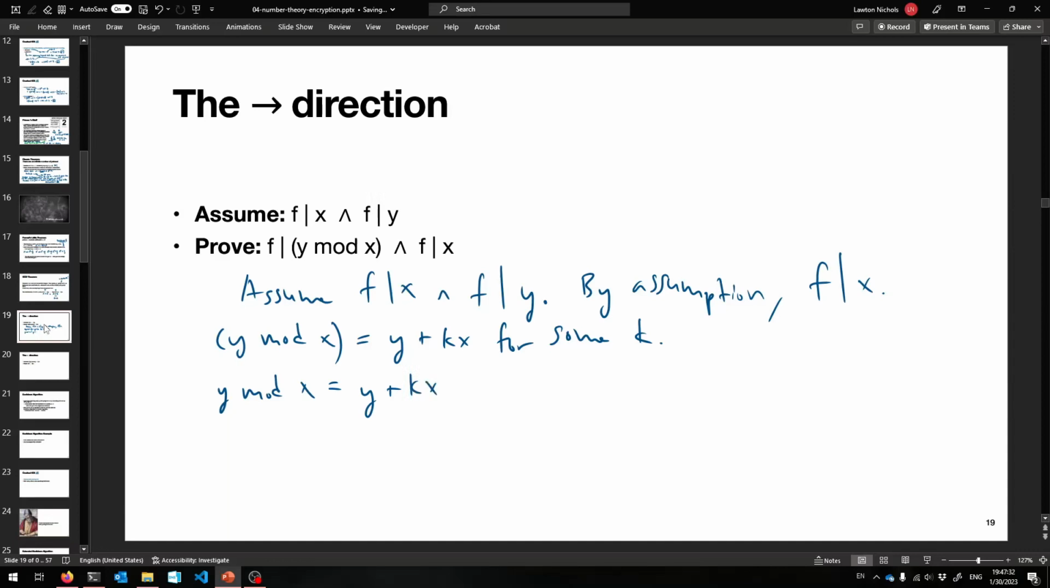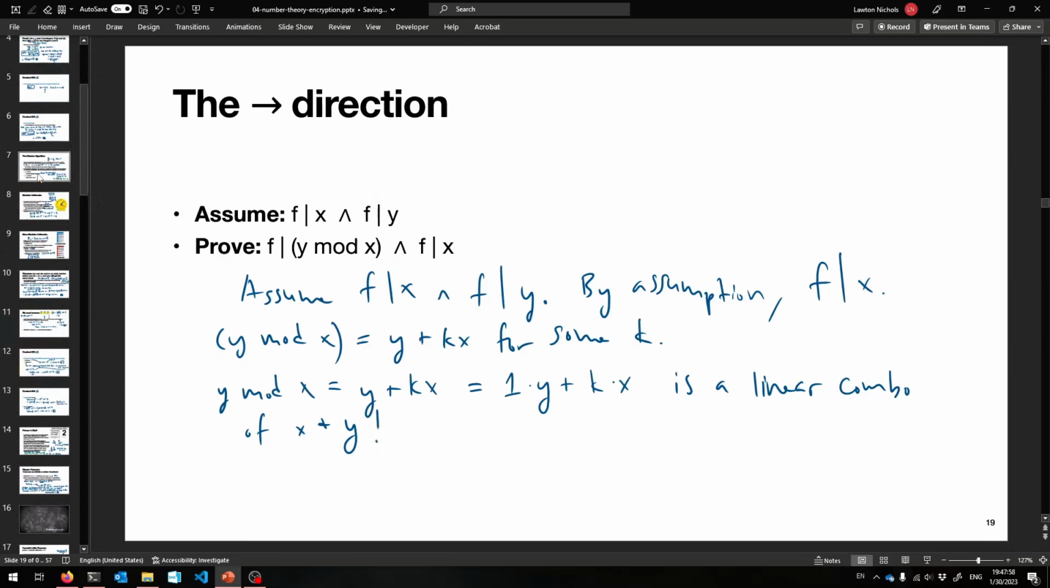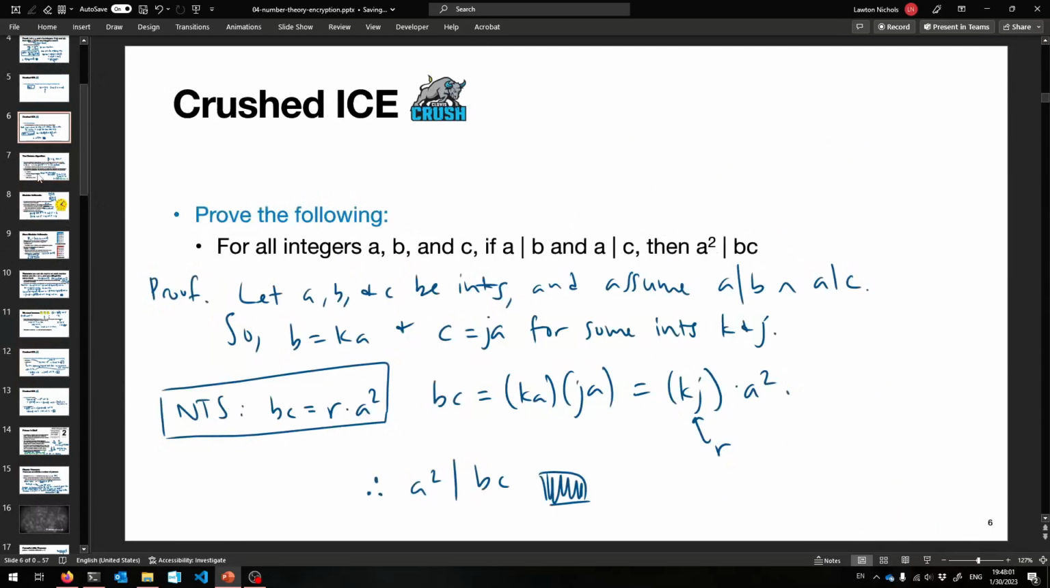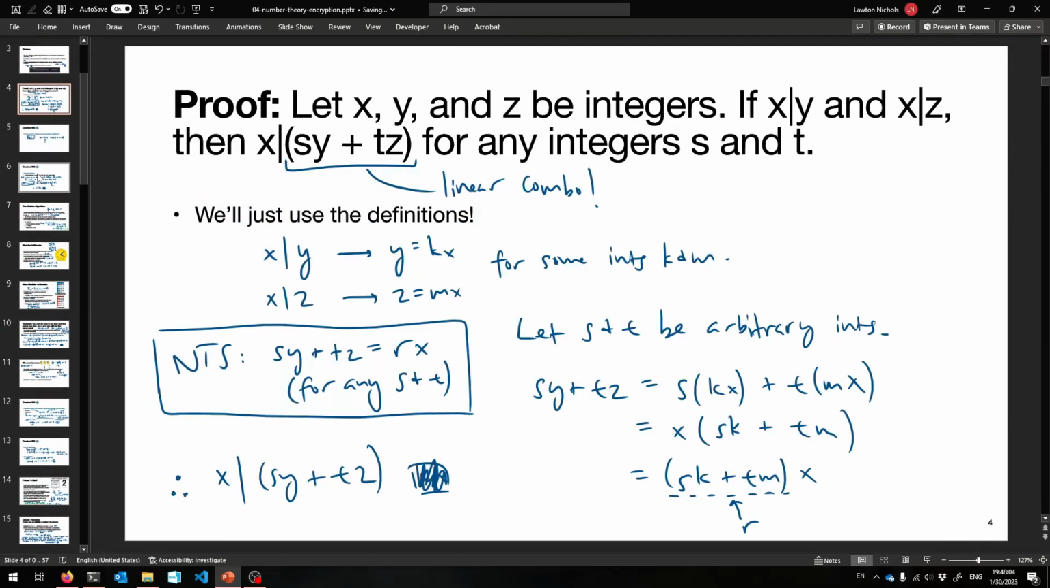Y plus kx, which is equal to 1 times y plus k times x. What is that? That's a linear combination of x and y. What theorem do we have about that now? They're all coming together. I think, is it this one? If I have this and this, then it divides any linear combination of those two variables.